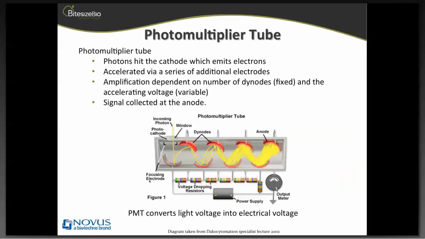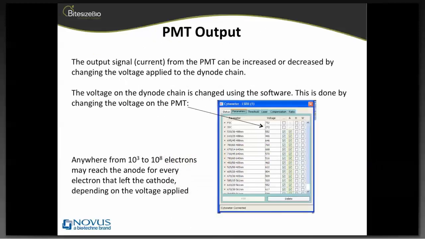So how the PMT works is it's actually going to convert your photon of light to an electrical signal. The photons hit the cathode, which emits electrons, and this is accelerated via a series of additional electrons. It's amplified, and then the signal is collected at the anode. So when you're changing the voltage on your cytometer, you're actually changing the sensitivity of your PMT. It's nothing to do with the laser power. It's all to do with the sensitivity of your PMT.